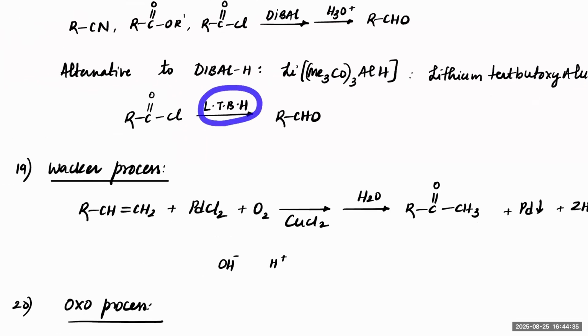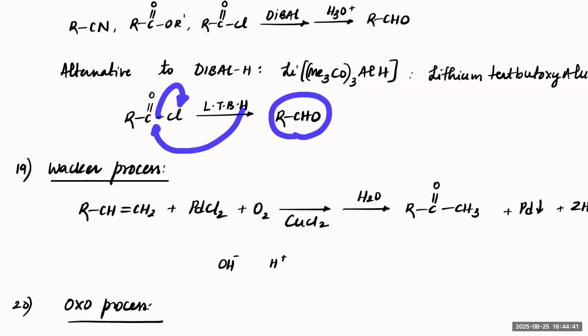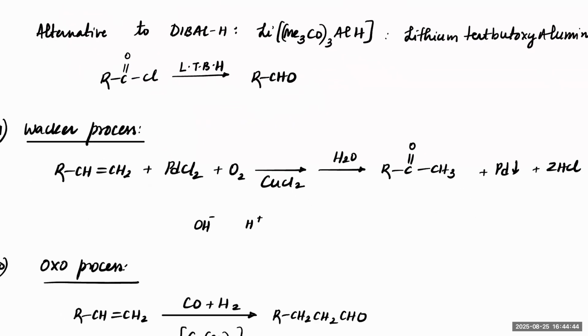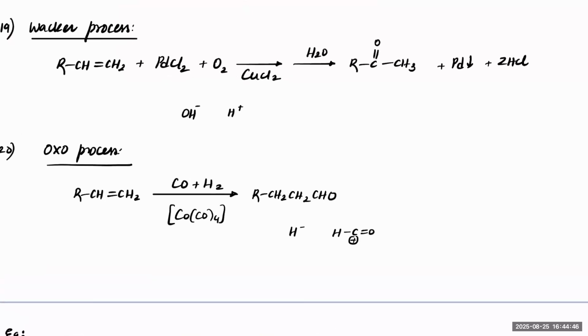Now LTBH, just like DIBAL-H, this is LTBH. This will also give H minus, remove this Cl minus, and end up getting aldehydes. Wacker process: the Wacker process uses PdCl2 in the presence of O2. Basically, O2 with some water will convert into OH minus and H plus. You remember this, palladium is getting reduced here and the alkene is getting oxidized.